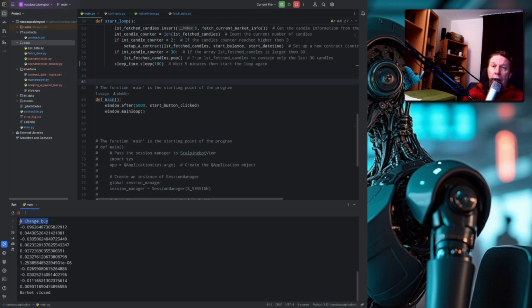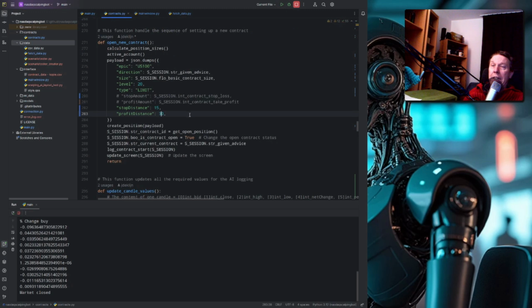And right there you see we have a percentage change buy. So there is a buy done with a change in percentage, and some that didn't trigger. So those were those numbers, but what did I change in the code? I will show you what I did.